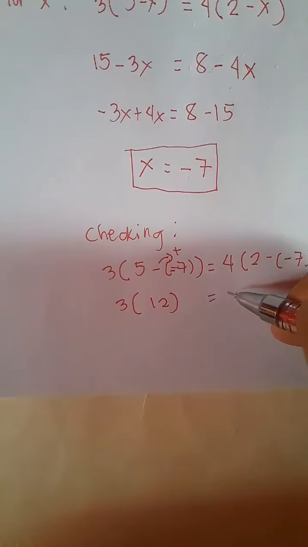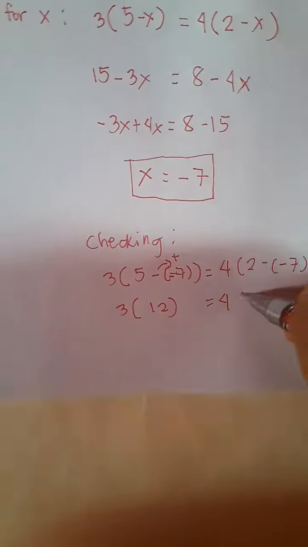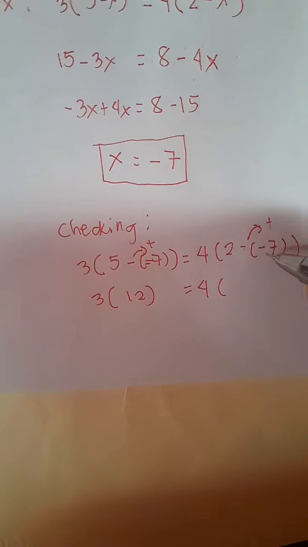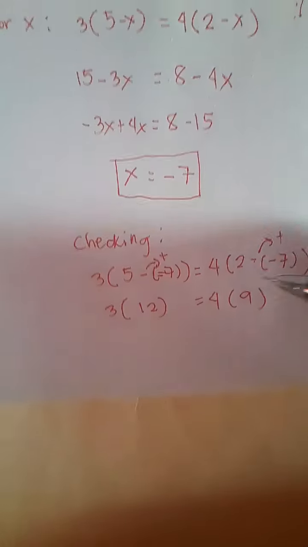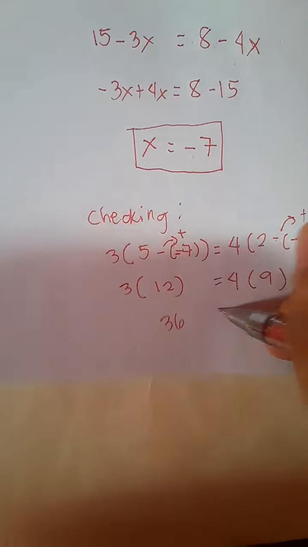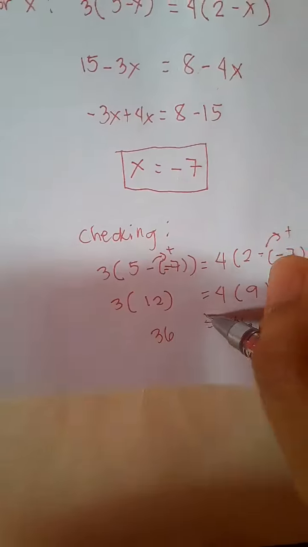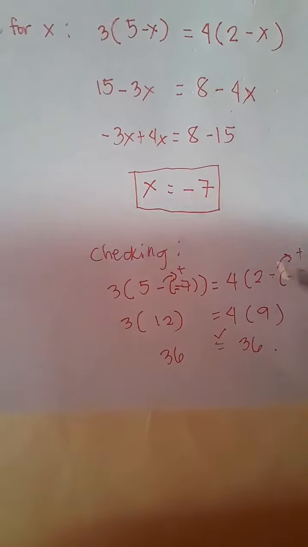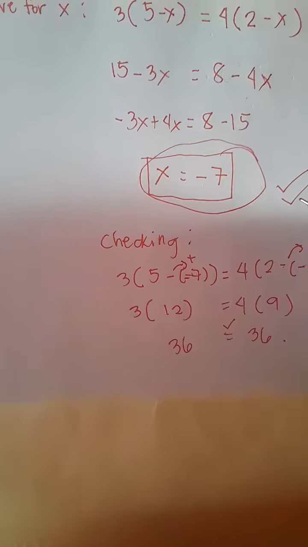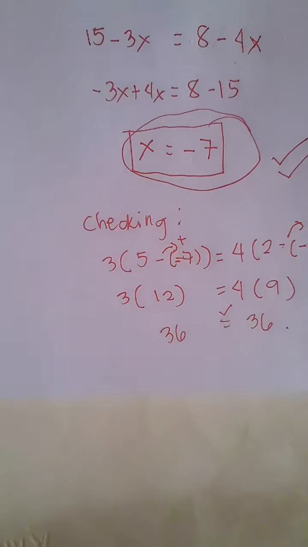And the next here, 4 times 2 plus 7, since negative times negative is positive. So 2 plus 7, we have 9. So 12 times 3, it is 36. And then this one, 9 times 4 is 36. Therefore, our answer x equals negative 7 is correct. So that's the answer.